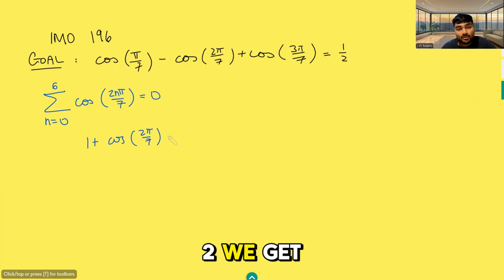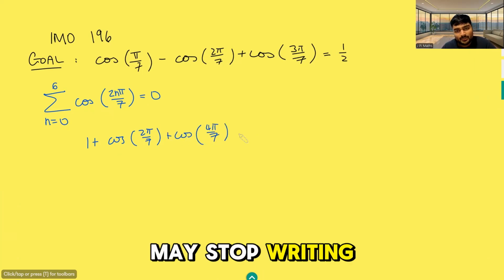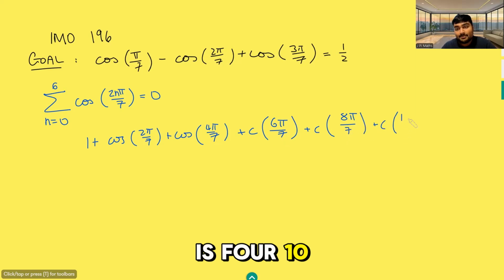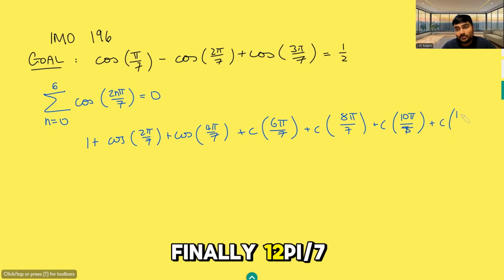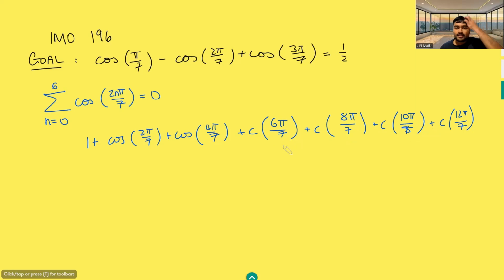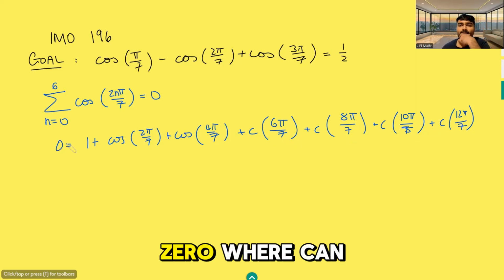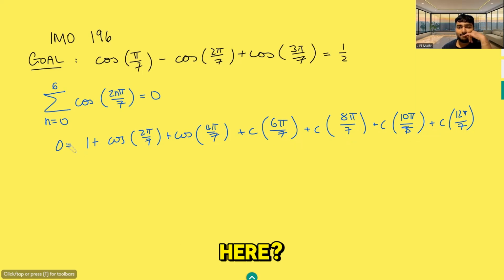When n is 2, we get cos of 4 pi over 7. In fact, I may stop writing cos, I might just write c. Then you get 6 pi over 7 for n is 3, 8 pi over 7 for n is 4, 10 pi over 7 for 5, and finally 12 pi over 7 for n is 6. Okay, and we know that this is all equal to 0. Where can we go from here?